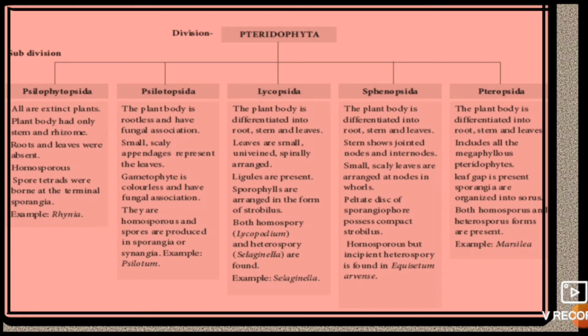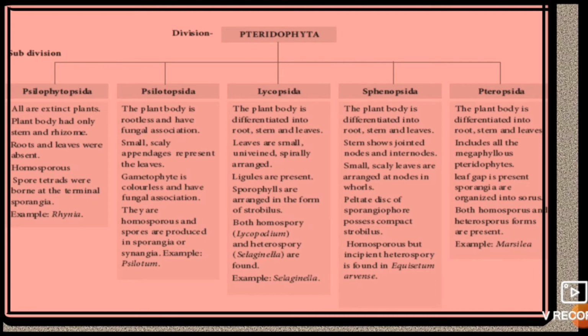The second subdivision of pteridophytes, Psilotopsida. The plant body is rootless and has a fungal association. Small scaly appendages represent the leaves. Homospores are produced in sporangia.